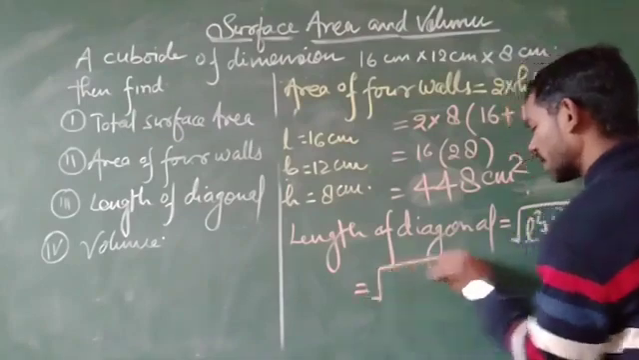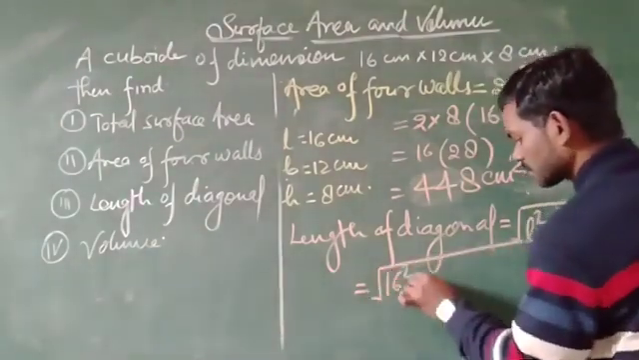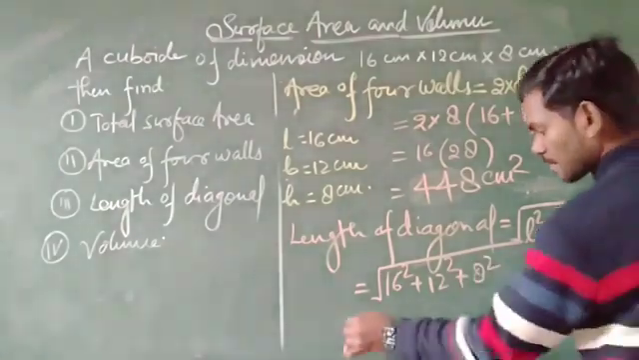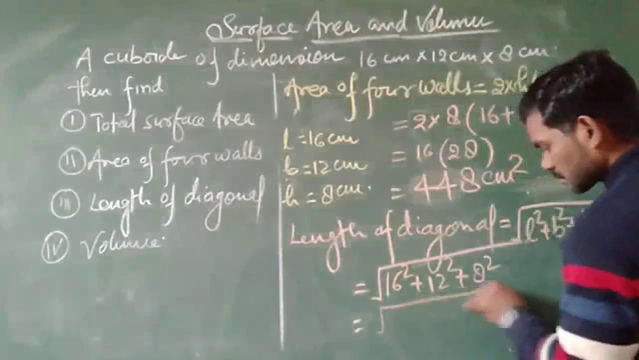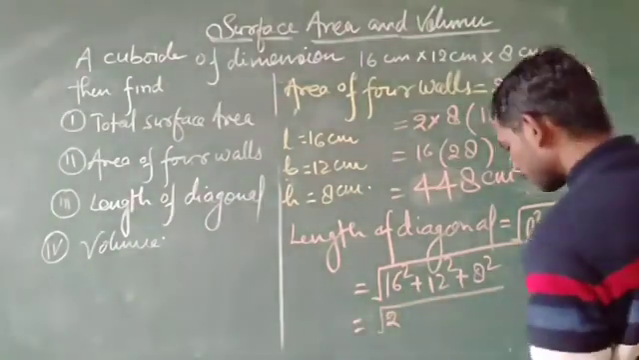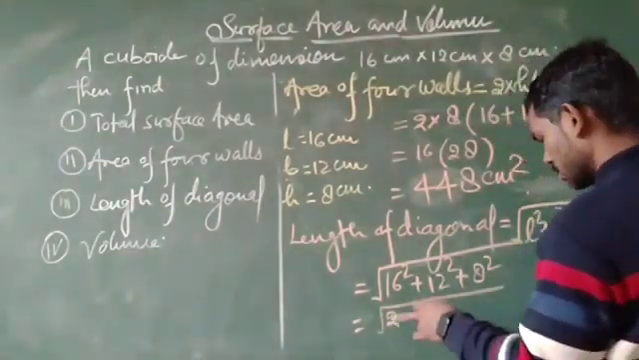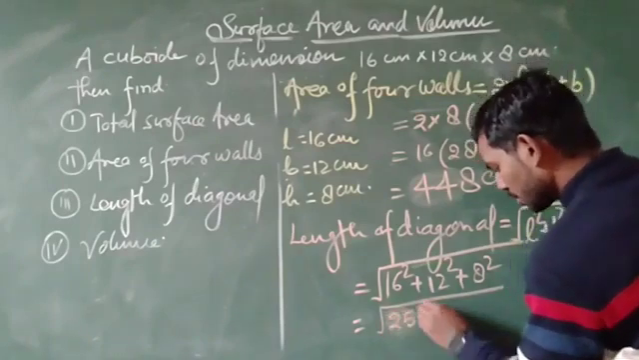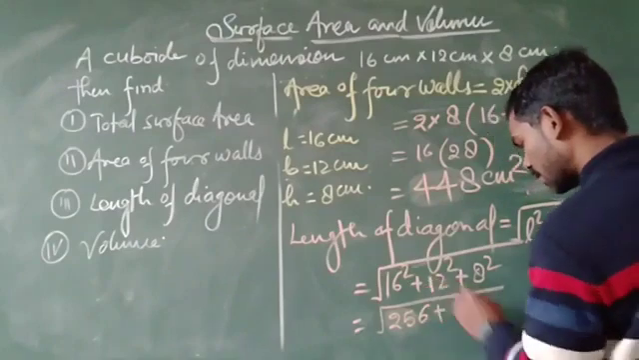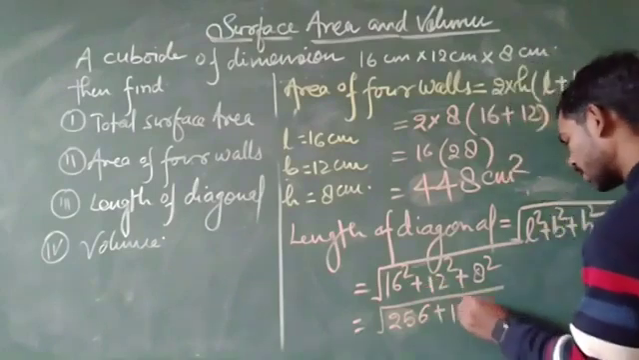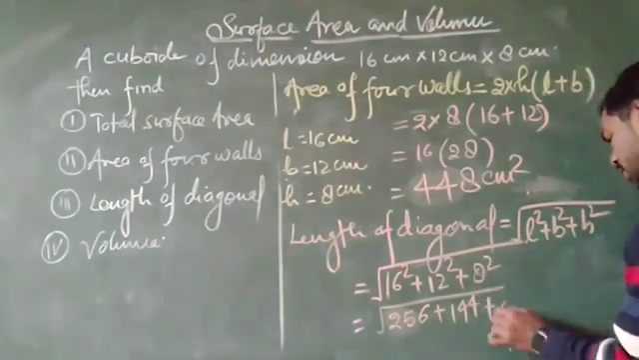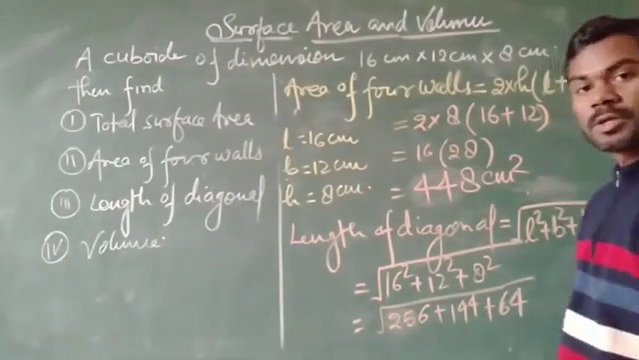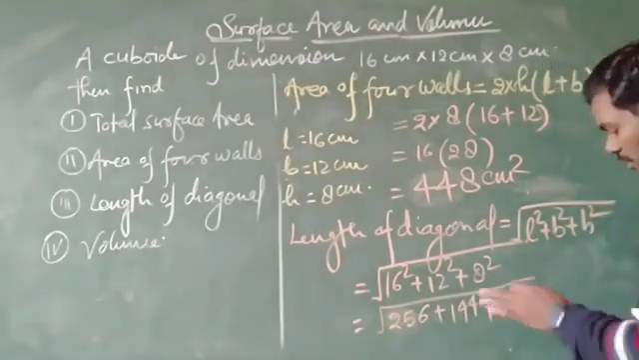When we substitute, we write the square of 16, the square of 12 and the square of 8. The square of 16 is 256. The square of 12 is 144 and the square of 8 is 64.